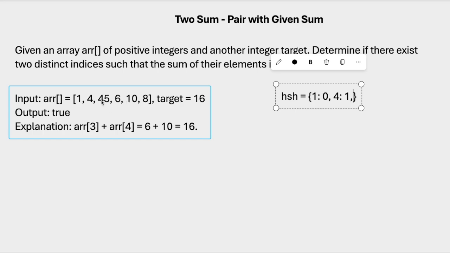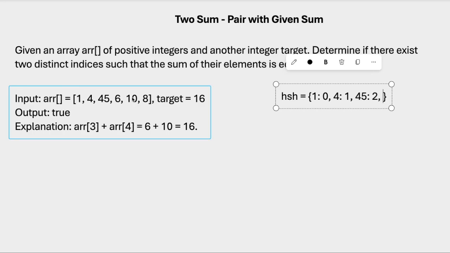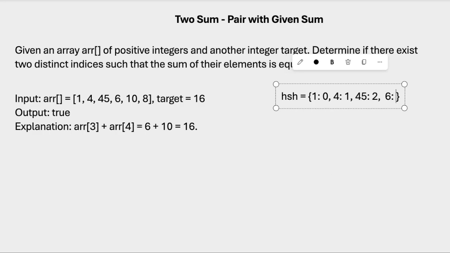And then I will move to the next number. Now it is 45. Again, I will do target minus 45, which will be minus 29. And of course, minus 29 won't be present over here. So I will just make an entry of 45 as 2, right? And then I will move to the next number. Now it is 6. Now I will do target minus 6, which will be 10. Now again, 10 is currently not present in this hash map. So again, I will make an entry of 6 and mark the value as 3, right? Which is the index of 6.